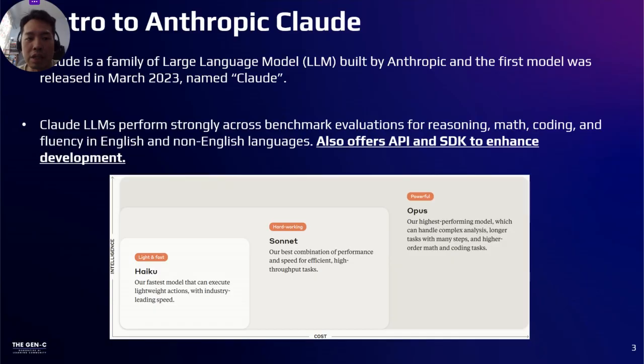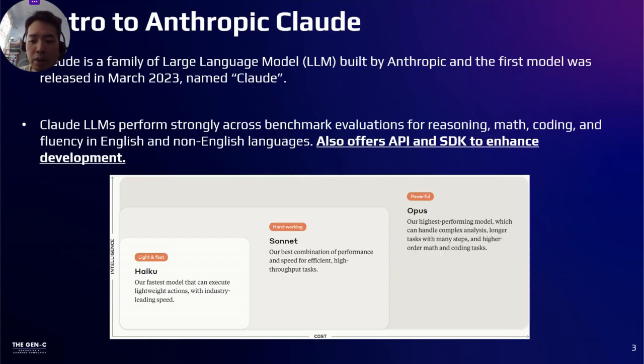Claude is a family of large language models, LLM, built by Anthropic, and the first model was released in March 2023, named Claude. Since then, a few Claude models were released, such as Claude Instant, Claude 2, and Claude 2.1. Anthropic offers a range of models across the Claude 3 and Claude 3.5 families to allow you to choose the right balance of intelligence, speed, and cost.